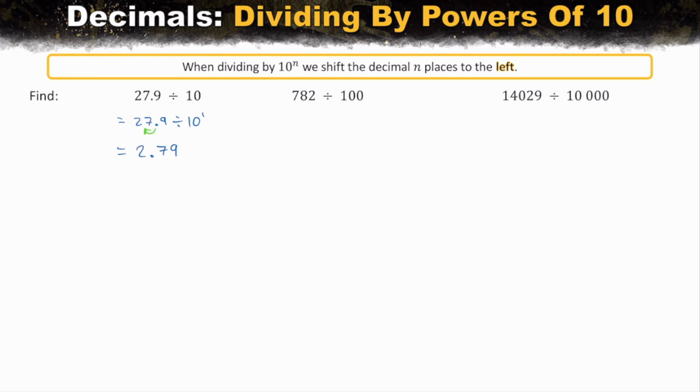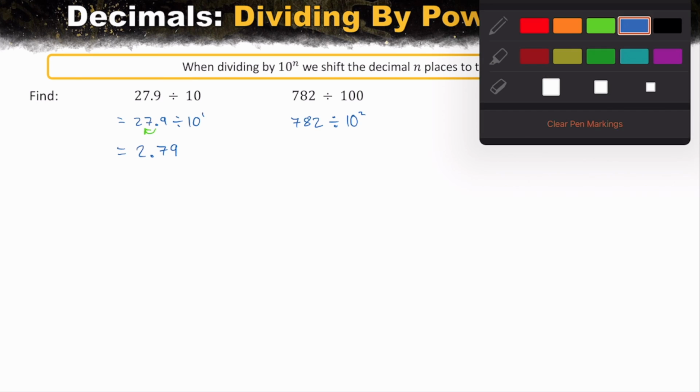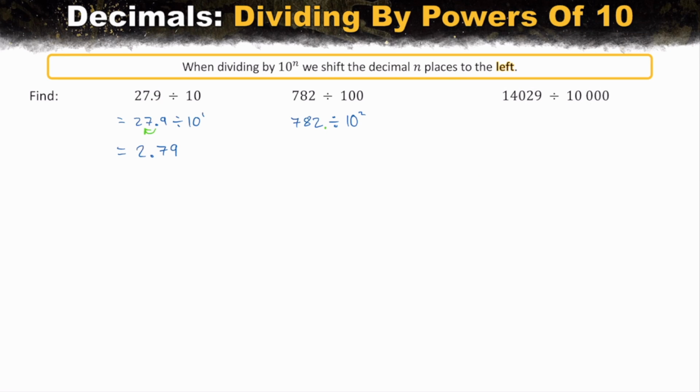Our next question that we've got here, we're dividing by 100, which is going to be 10 to the power of 2. So we're dividing by 10 squared. Now that 2 tells us to move 2 spots to the left. This is where we need to just remember that our decimal place is here on a whole number. So 2 spots to the left will end up moving to here, and that will equal 7.82, or 7 and 82 hundredths.